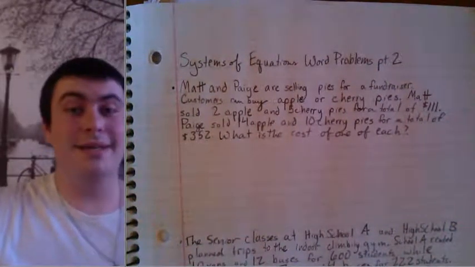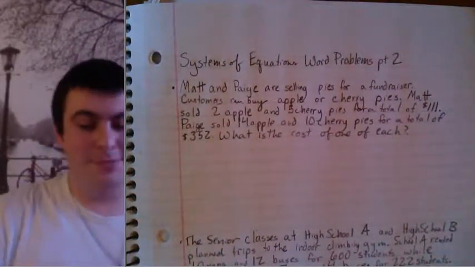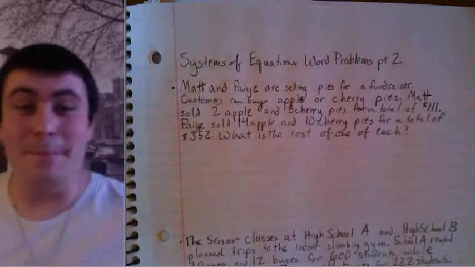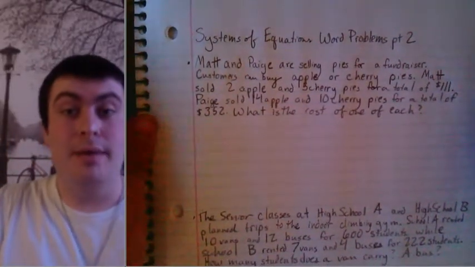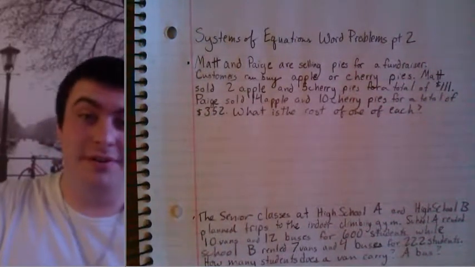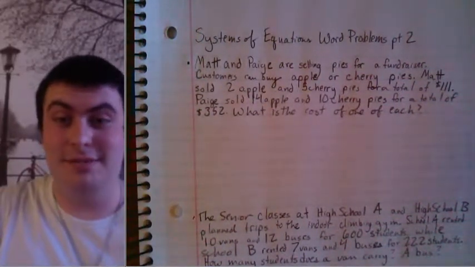All right, we're looking at systems of equations, word problems part 2. These word problems are going to be a bit more involved, but we can handle it. Matt and Paige are selling pies for a fundraiser. Customers can buy apple or cherry pies.